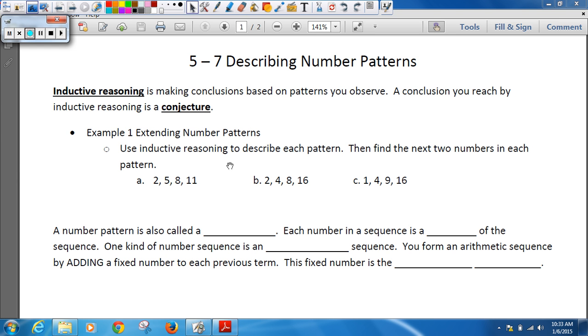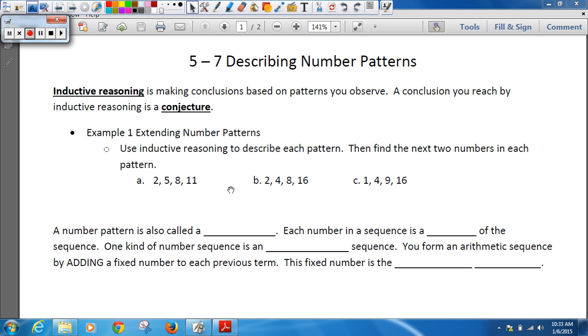Today is lesson 5-7, describing number patterns. In order to find number patterns, we use what's called inductive reasoning. Inductive reasoning is making conclusions based on patterns that you observe or find or see. A conclusion you reach by inductive reasoning is called a conjecture.